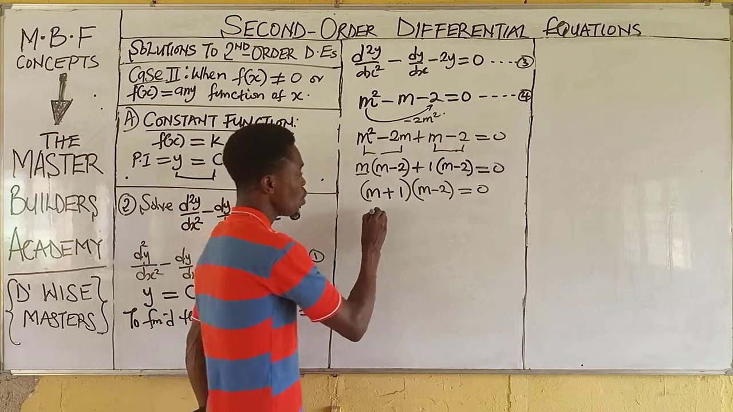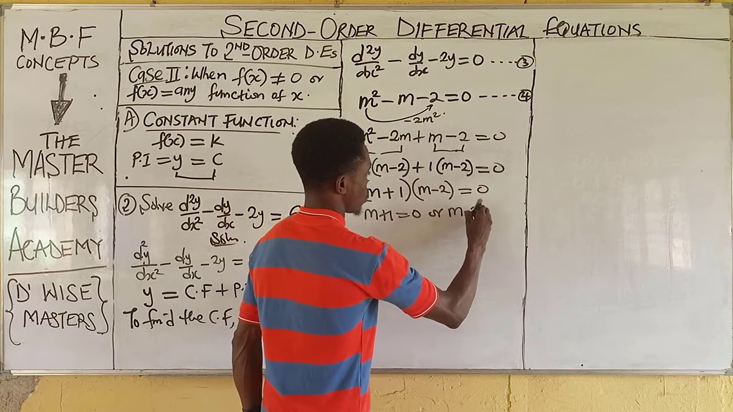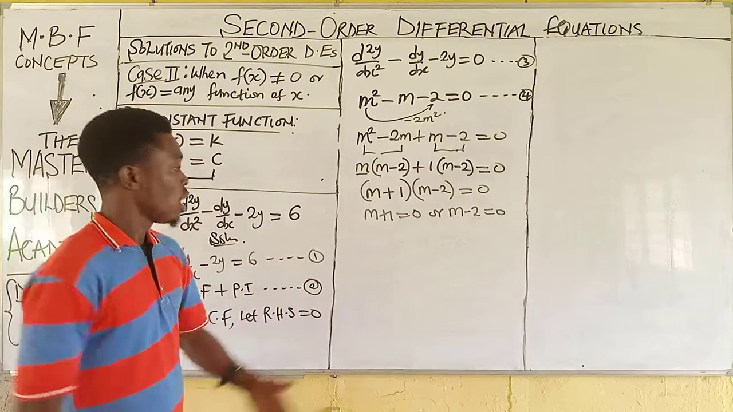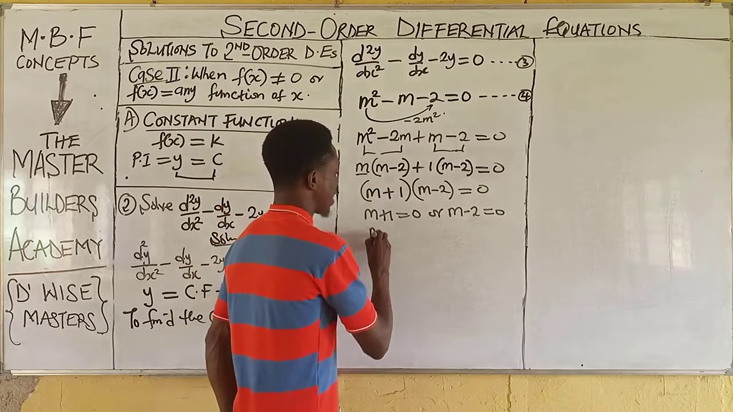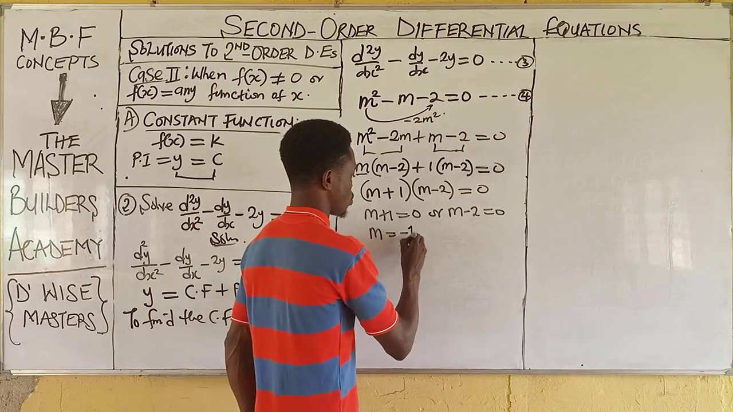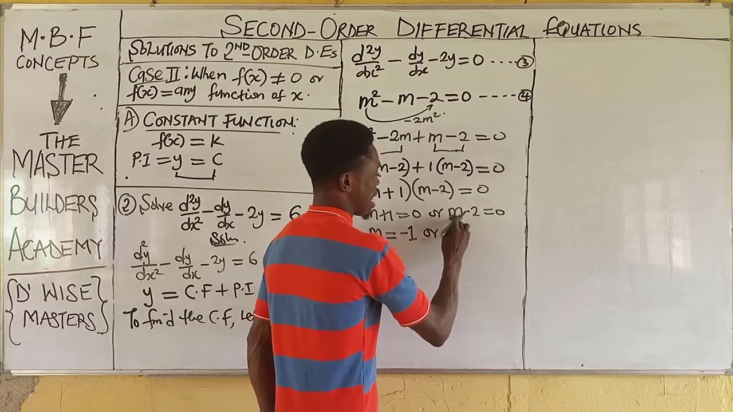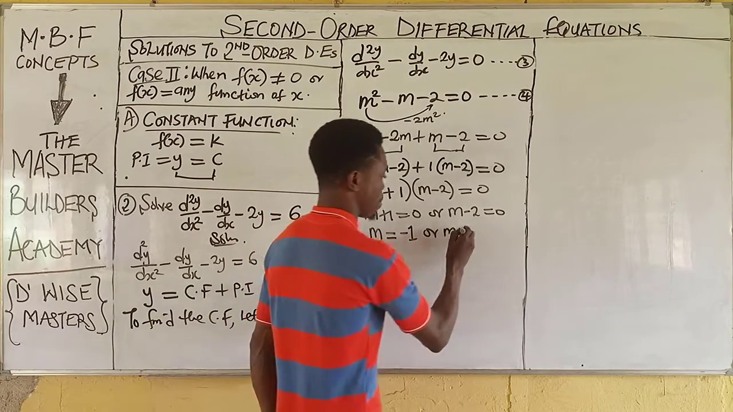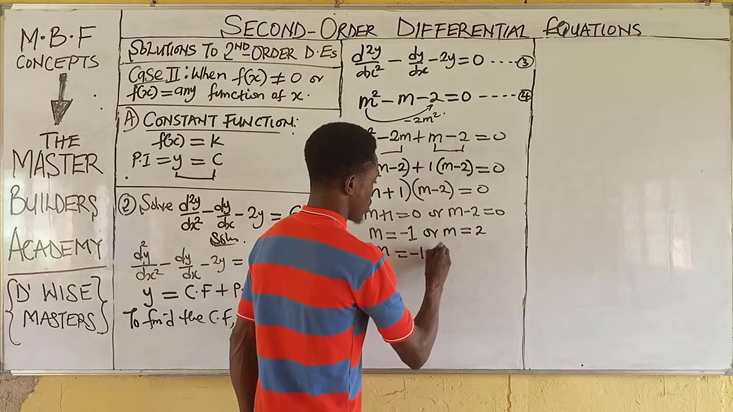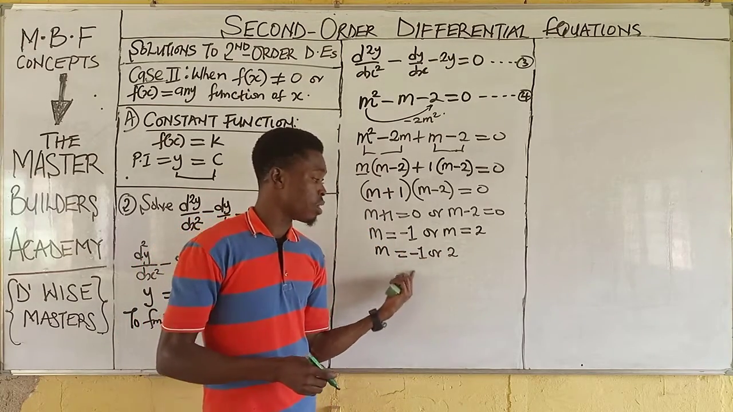Okay, now we have m plus 1 equal to 0 or m minus 2 equal to 0. This is it. Then also, I will now make m the subject of the formula. When plus 1 crosses from left to right, it automatically becomes minus 1, which will give 0 minus 1, and 0 minus 1 is minus 1. Or when minus 2 crosses from the left hand side to the right hand side, it becomes plus 2. Then finally, we now have m is equal to minus 1 or positive 2. Like I explained before, anyone can come first. You can decide to take 2 first or 1 first.